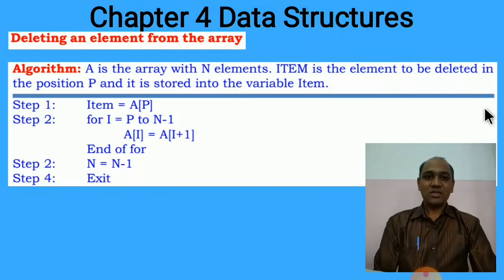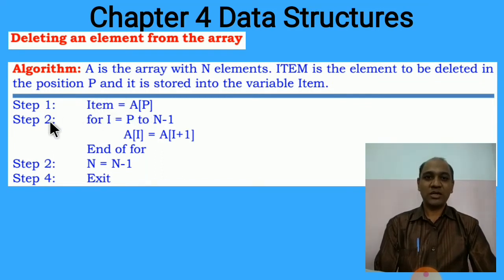A is the array with n elements. Item is the element to be deleted at the position P and it is stored into the variable item. Let us continue with step 1: item = A[P]. So here the element which is to be deleted at this particular position is to be assigned to a variable called item, which is the element.